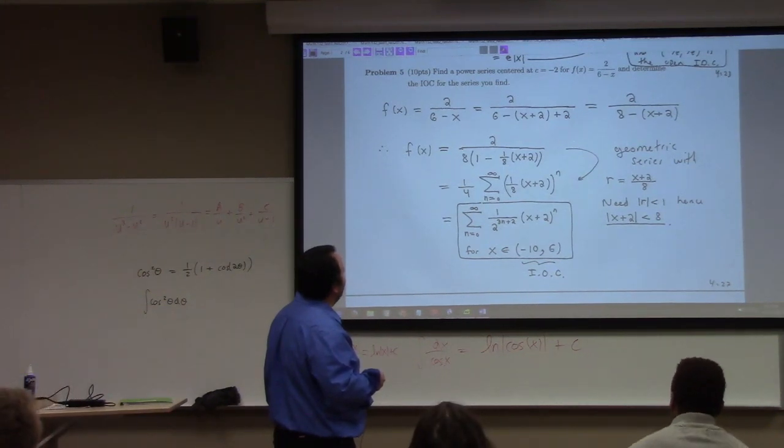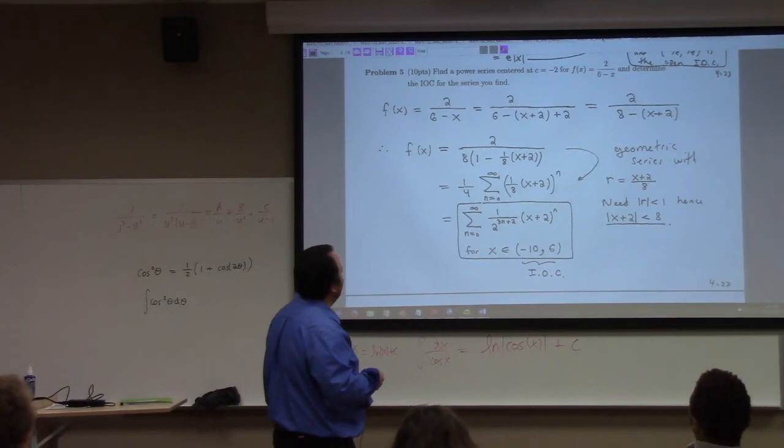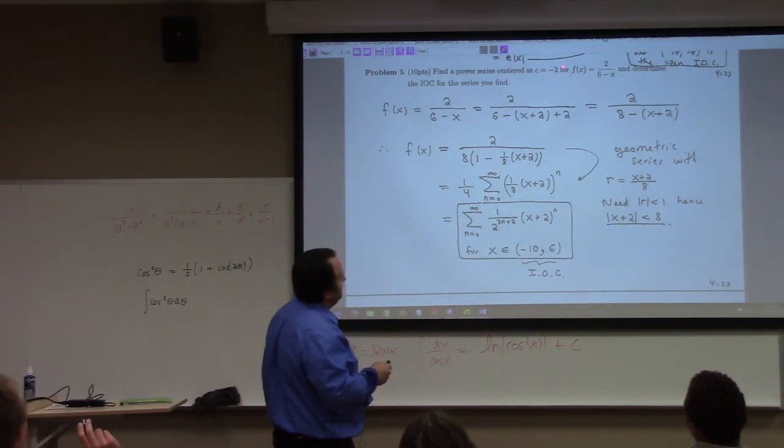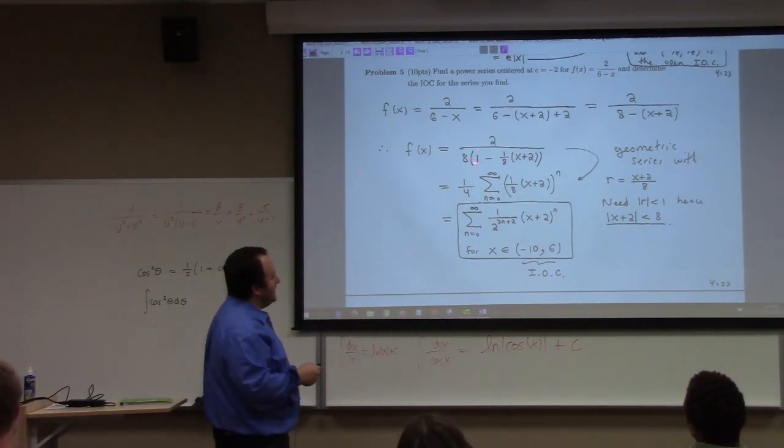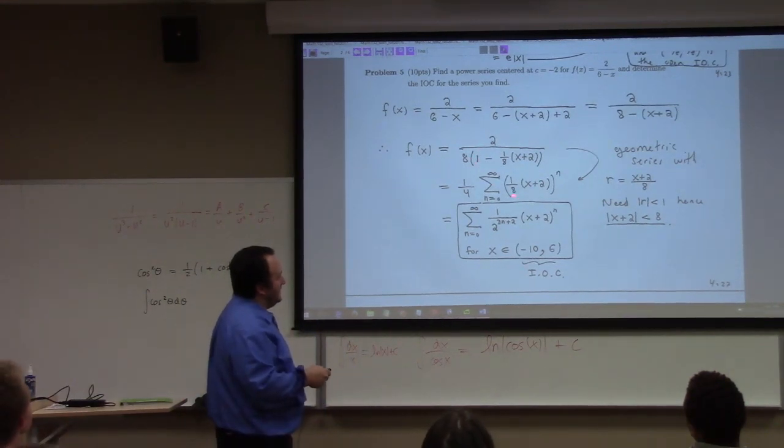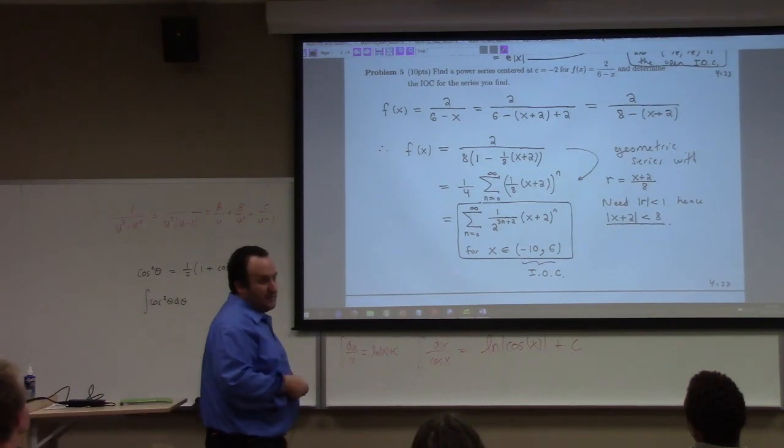Go Nathaniel. All right. Yes. Oh, okay. So find a power series centered at -2. I have to make an x plus 2 appear somehow. To do that, I subtract 2 and add 2, which gets me this. Now that's not geometric yet. I need a 1 minus stuff to use the geometric series result. I create the 1 by factoring out an 8, and then the geometric series gets me here, and there you go.